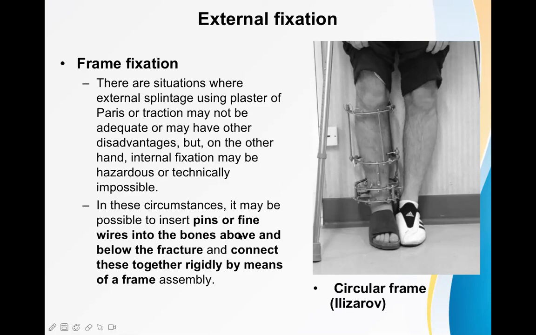So we go for external fixation and we insert pins or fine wire into the bone above and below the fracture and connect these together rigidly by means of a frame assembly, exactly like this. You can see in the picture. See this is a frame assembly. Okay, so all of these are connected together on the outside and some pins are inserted inside, either above or below the fracture site. So this is called Ilizarov technique, also known as circular frame.